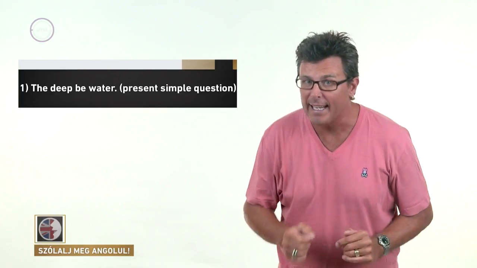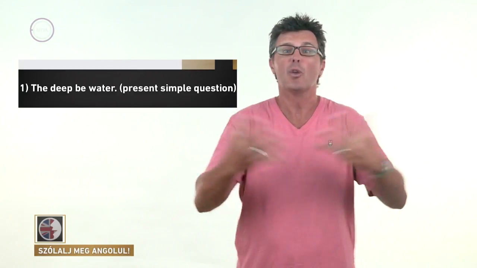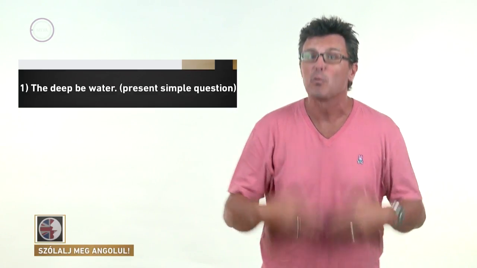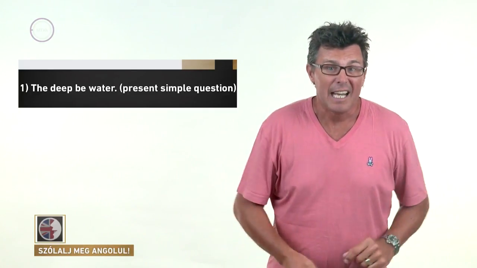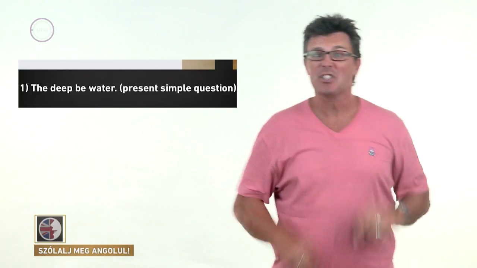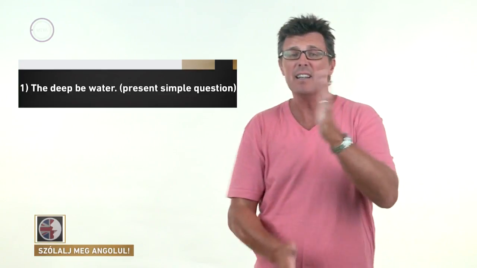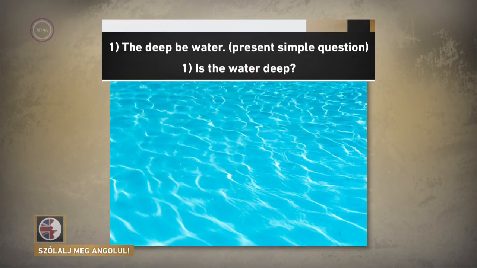So we start with is, follow with the subject, the water, add the adjective that we're using in the sentence, and then, well, all that's left is the question mark. Bung a question mark on at the end, and we're done and dusted. The deep be water, present simple question: is the water deep? Bing bong! Easy peasy, lemon squeezy, nice and breezy, not Japanesey.